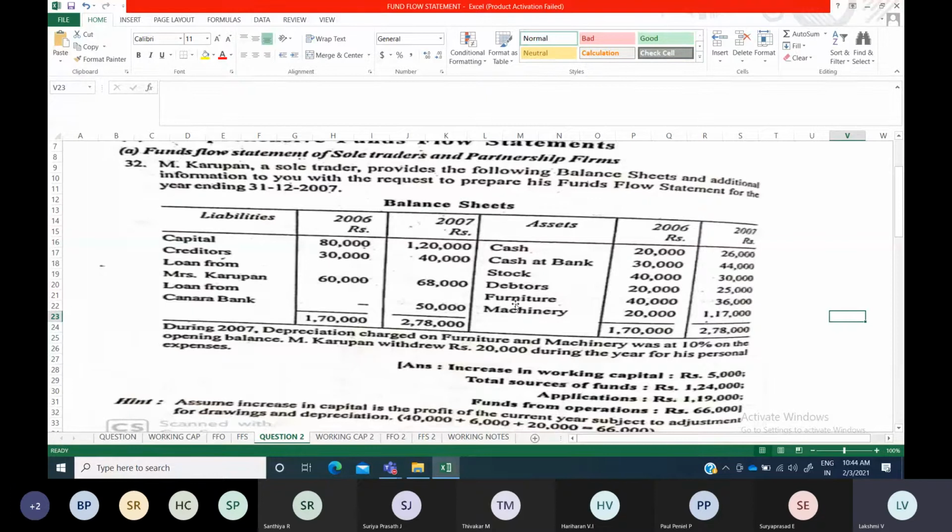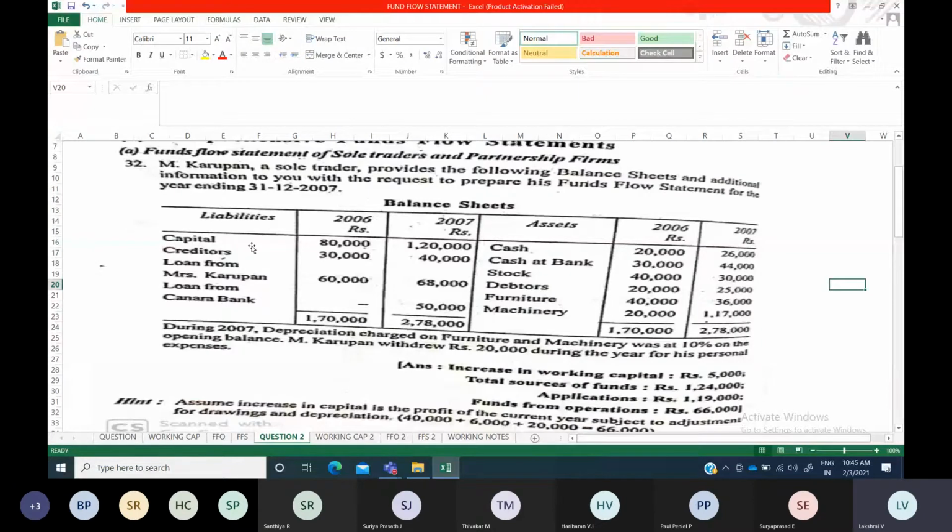Apart from that, wherever necessary, you have to make working notes, for example for fixed assets, or if you have provision for taxation, any such item, you prepare separate accounts as working notes. Now let us move to the first step. In the statement of changes in working capital, cash, cash at bank, stock and debtors all come under current assets. Capital you will not take to the first step, and creditors you will take, as it is a current liability.